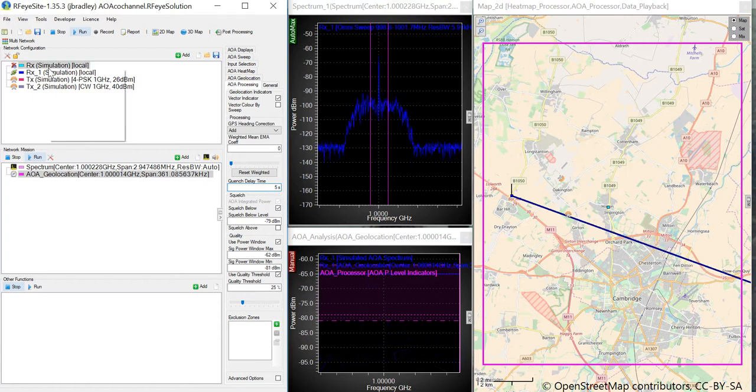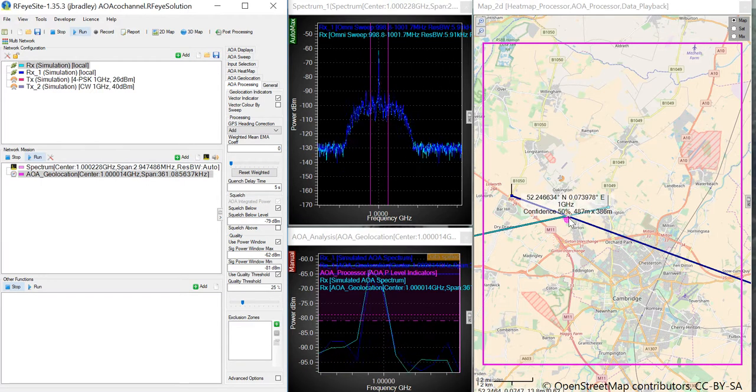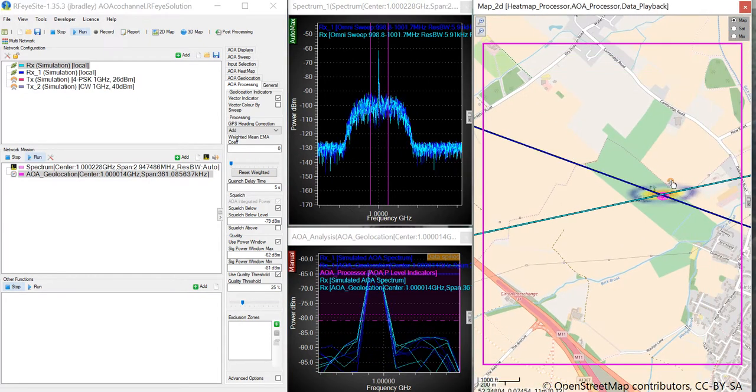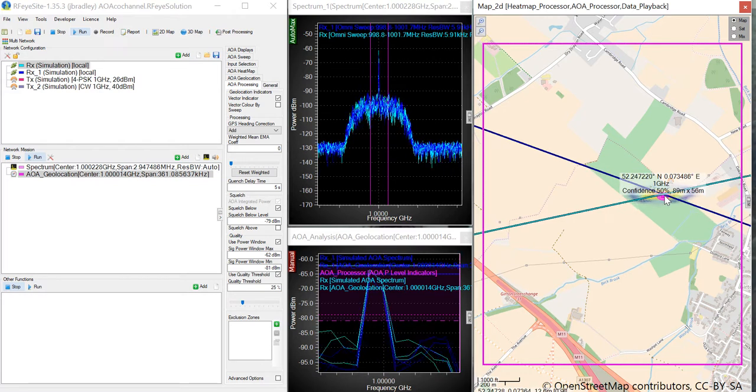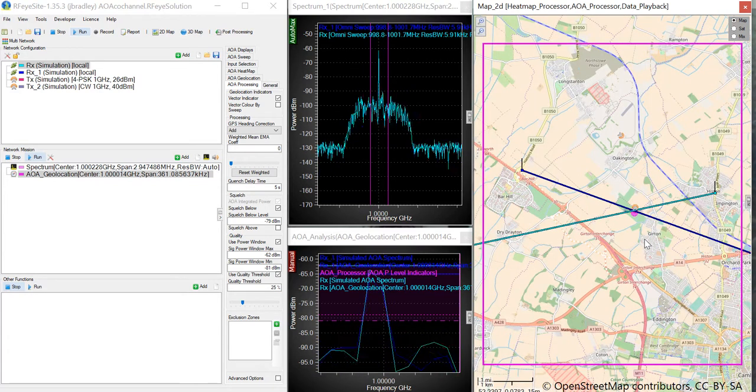Let's do what a lot of customers do right now, which is to use two arrays, because one array will give you a line of bearing. Two arrays will then, at the intersection of the two bearings, allow you to triangulate and give you, if I zoom in a little bit here on the map, oh, I missed it, I have to be quite precise. So it's coming in and actually giving us a geolocation at the intersection here.